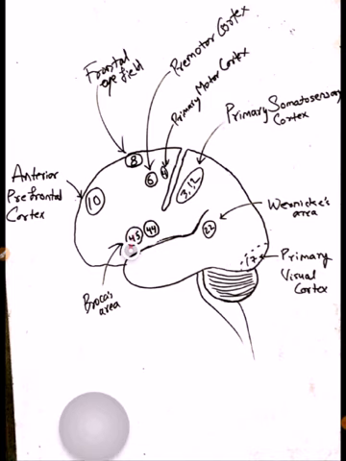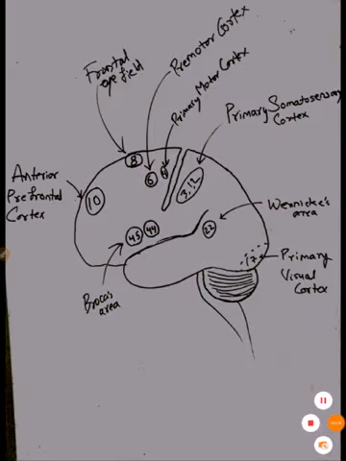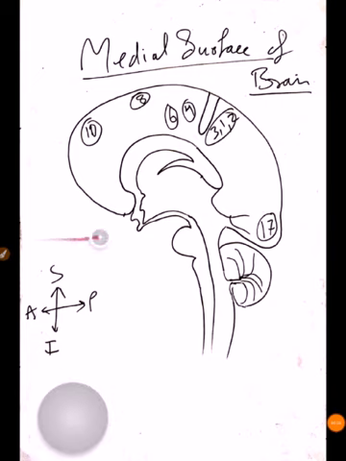So in the frontal lobe, the first area that we are going to discuss is the primary motor cortex, or area number 4. This area number 4 is located on the precentral gyrus in the frontal lobe. Precentral, why? Because it is situated just anterior to the central sulcus. And where is it located on the medial surface? On the medial surface it is located just anterior to the paracentral lobule.